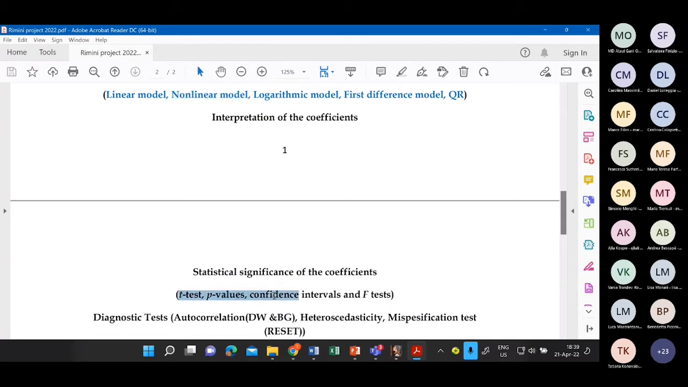What you are asked to do in the project. Do you need to do the PowerPoint? No, the quantitative presentation: tests, p-values, confidence intervals, and the F test. You need to do the t-test, p-values, confidence intervals, and the F tests.